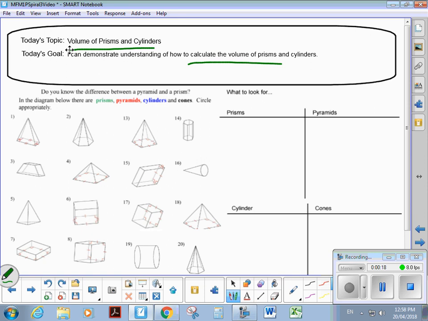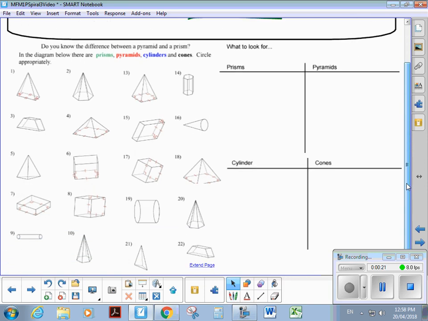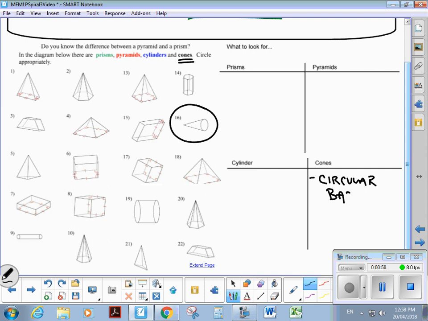The first thing we're going to look at here in the note is, do you know the difference between a pyramid and a prism? In the diagram below, I have a whole bunch of shapes, and I'm going to use different colors here to identify them. You can put letters on top if you don't have different colors. Let's start with cones. Cones are the ones that I think we should all be comfortable with. Cones have circular bases. If I look for my cones, I see that 16 is a cone, and I think that's the only one. So over here in cones, I'm going to put, they have circular bases. If we have a round base, we are dealing with a cone.